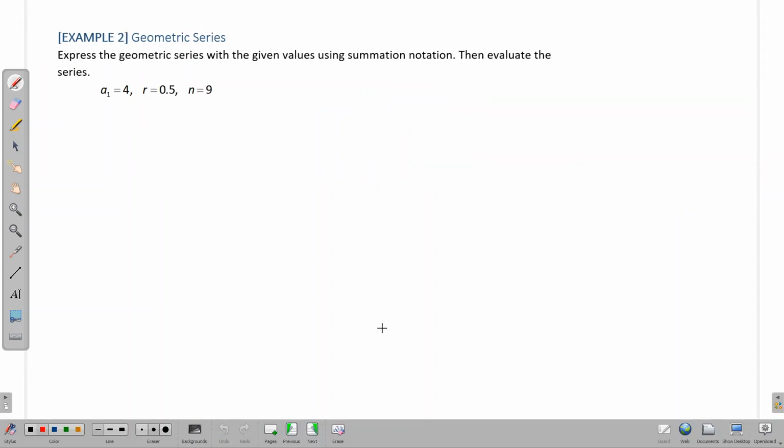All right, let's try a different one. This one first says, express the geometric series with the given values using summation notation, and then evaluate the series. Okay, so we haven't done a lot with this recently, so you might be confused, but anytime you have a series, the series can always be expressed like this.